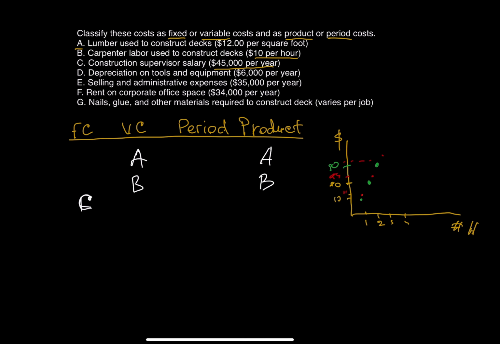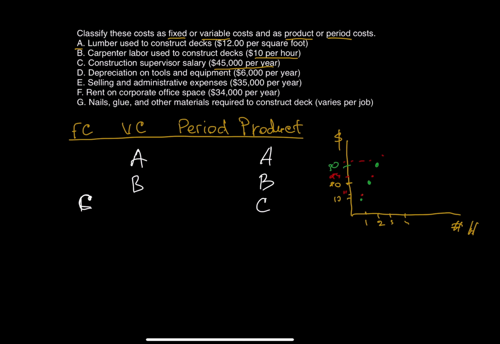And in terms of whether it's a period or product, now it says construction supervisor. If we assume that this is a company that constructs, that they're building, an architectural company and so on, then in that case, it's going to be a product cost. So we're going to classify it as C. It's a fixed overhead, and it's a product cost.